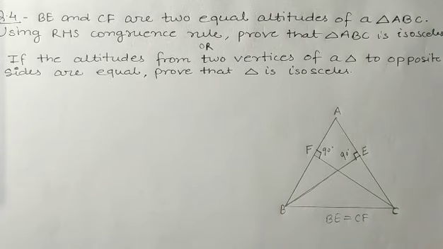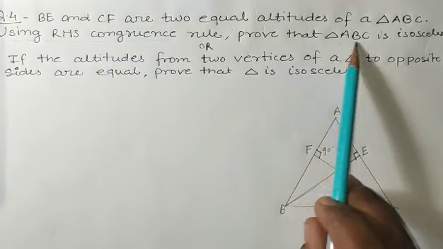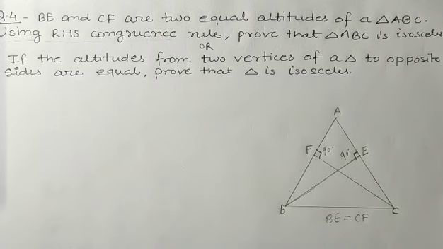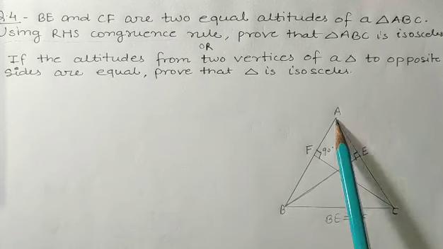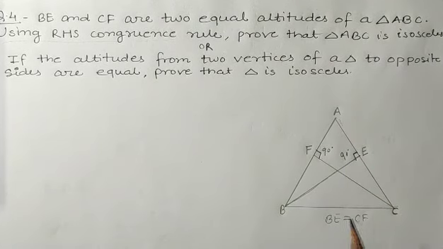Using the right angle hypotenuse side congruence rule, using the RHS congruence rule, we have to show that ABC is an isosceles triangle. So here it is compulsory to show it by the RHS criterion, and we have to show that triangle ABC is an isosceles triangle. Means we have to show that AB is equal to AC.